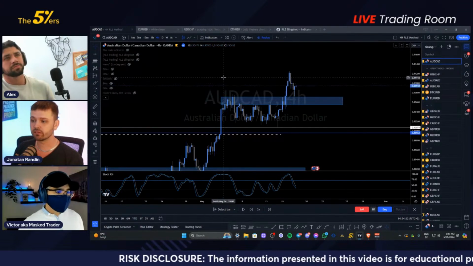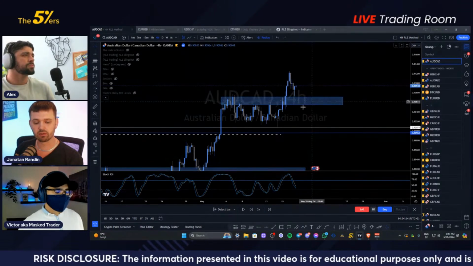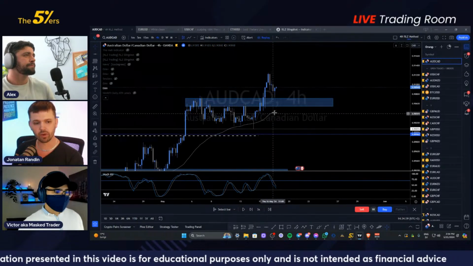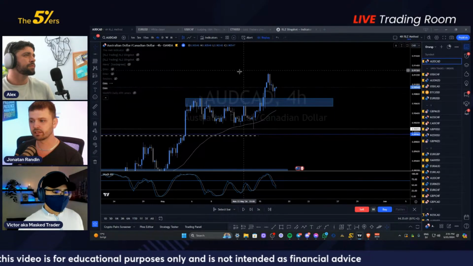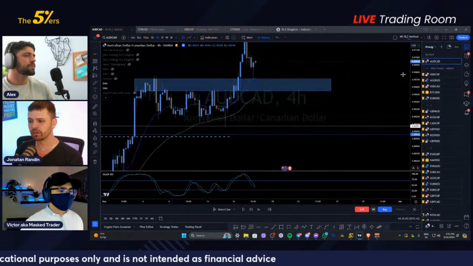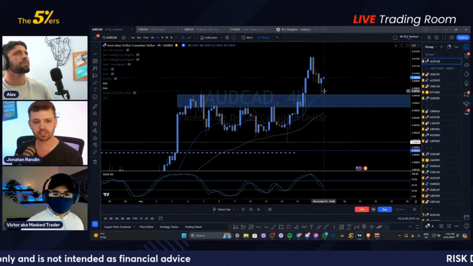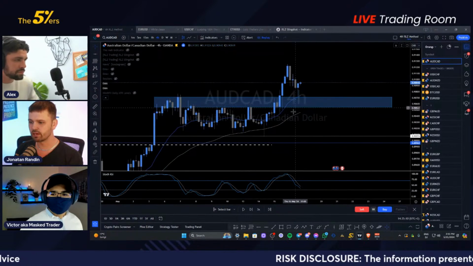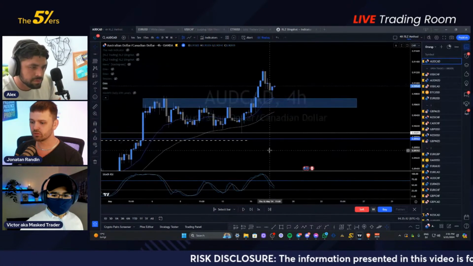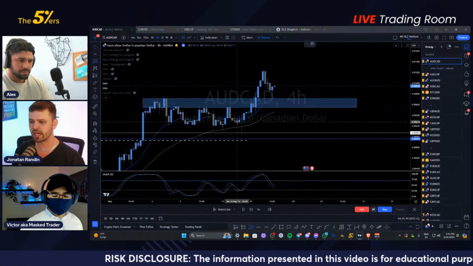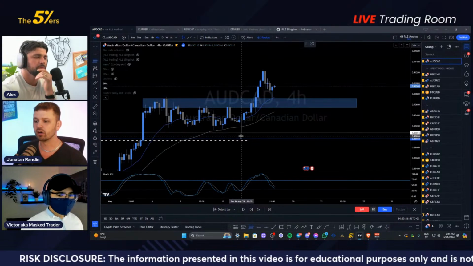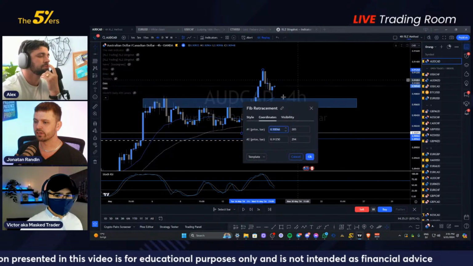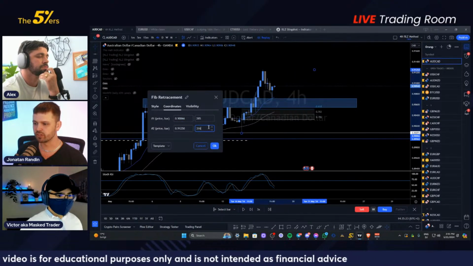For example, you can see I have a horizontal level right here. You can add the 50 EMA, that's the gray one, and then we're going to add the 20, the blue one. So now you see two EMAs, the 20 and the 50, and you have a horizontal level below. This is a really cool setup because we can add the fibs from that low to this high, and this gives us the high time frame fibs, the fibs of that move.